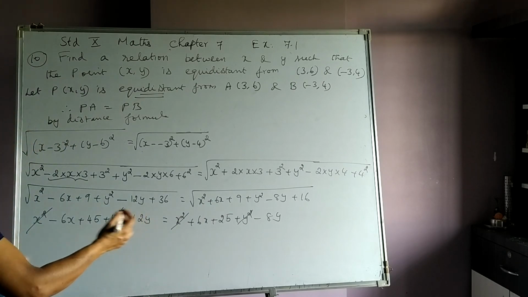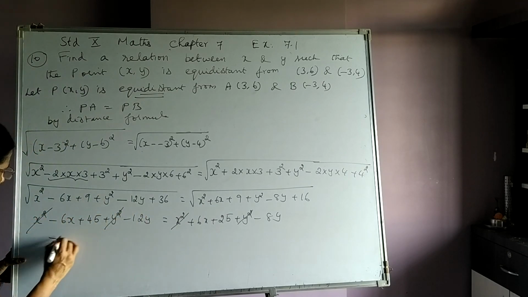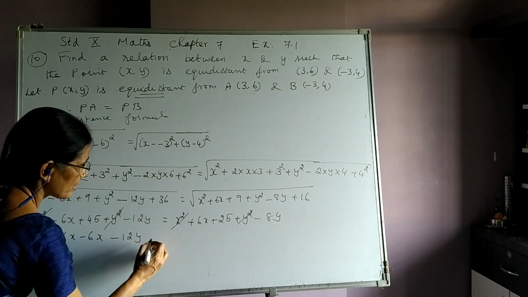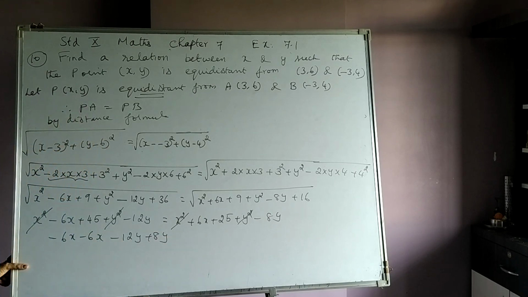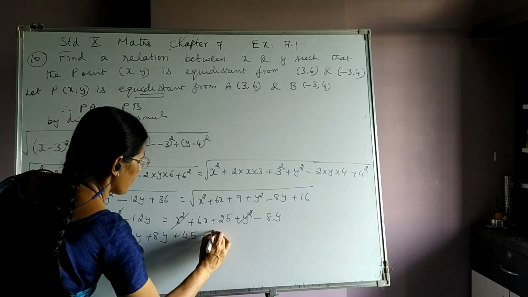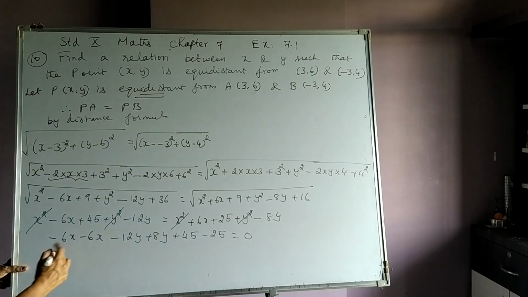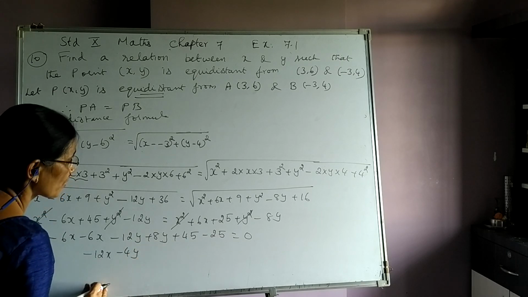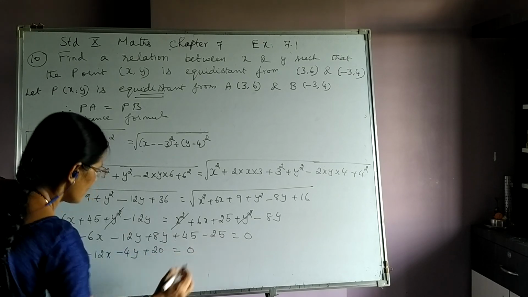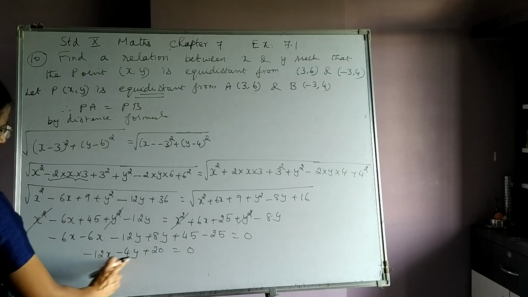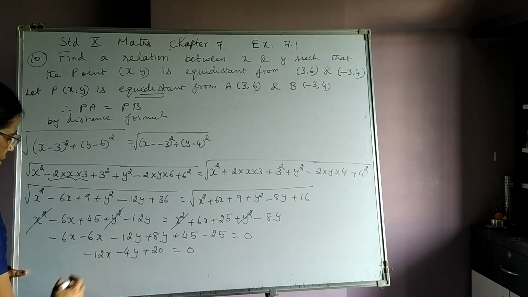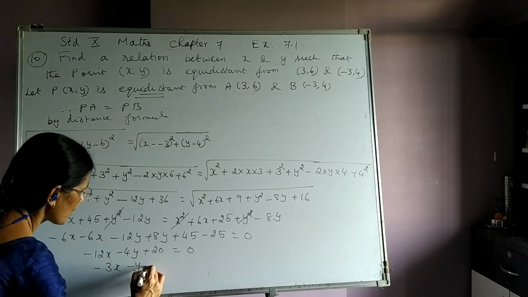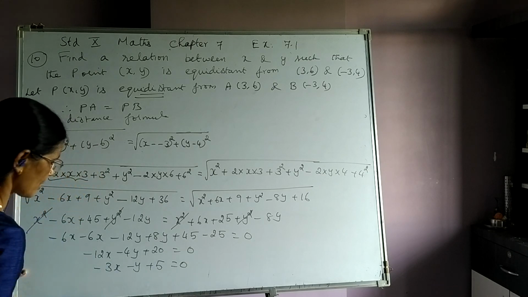So let us collect all the terms on the same side. Let us collect x terms first, followed by y terms, and then the constant term equal to 0. Here we get minus 12x. If you simplify here, we'll get minus 4y plus 20 equal to 0. All the terms are divisible by 4. Therefore, we can simplify dividing by 4. We'll get minus 3x minus y plus 5 equal to 0.